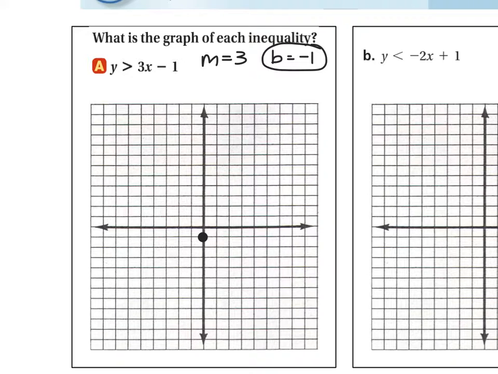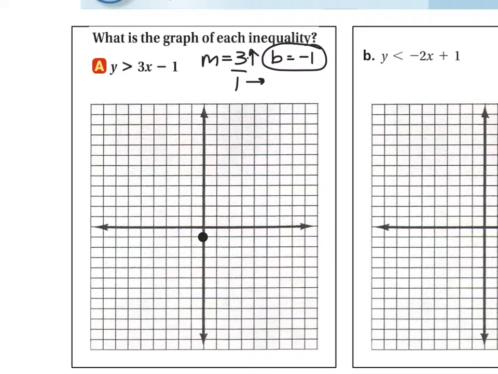Then I'm going to use my slope. My slope is 3, or 3 over 1. So that tells me I'm going to go up 3 and right 1 from that dot. So from this dot right here, I'm going to go up 1, 2, and 3 units, and then I'm going to go right 1 unit.